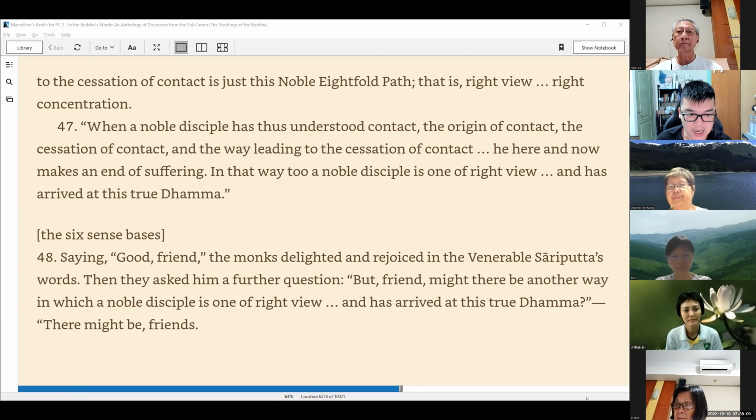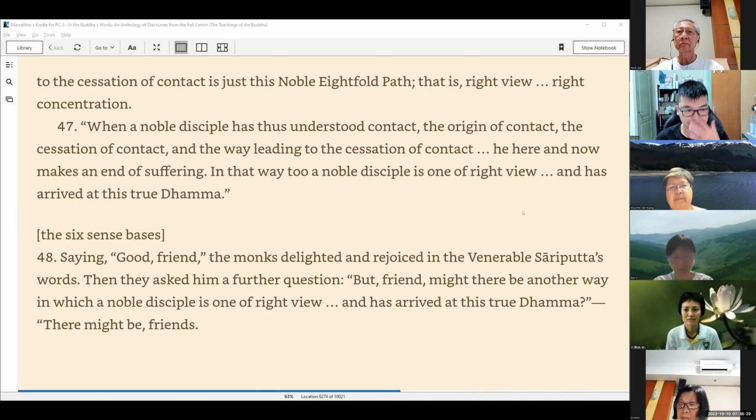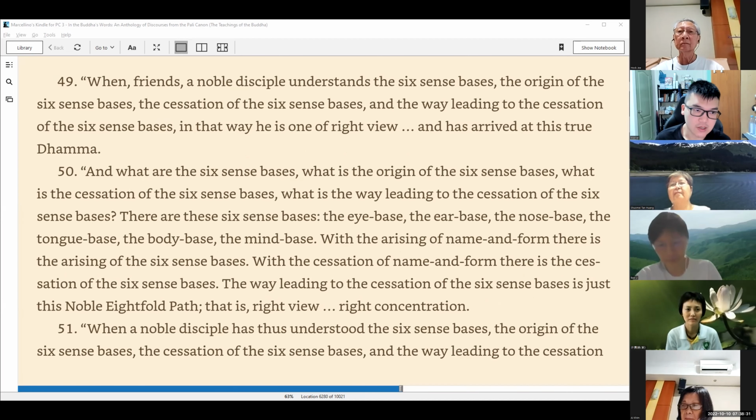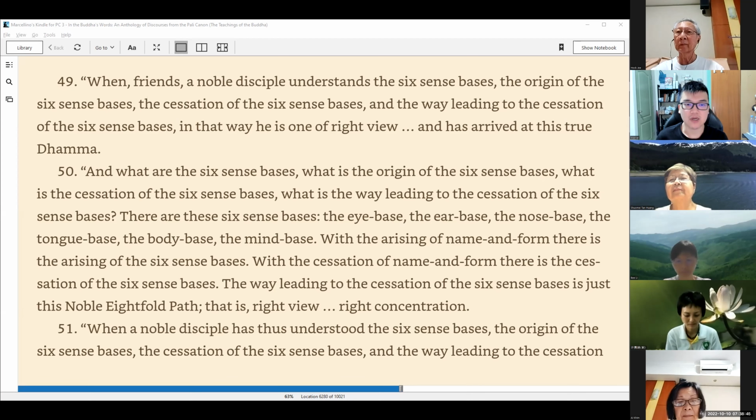Saying, "Good friend," the monks delighted and rejoiced in the Venerable Sariputta's words. Then they asked him a further question, "But friend, might there be another way in which a noble disciple is one of right view and has arrived at this true Dharma?" There might be, friends. When, friends, a noble disciple understands the sixth sense basis, the origin of the sixth sense basis, the cessation of the sixth sense basis, and the way leading to the cessation of the sixth sense basis, in that way he is one of right view and has arrived at this true Dharma.